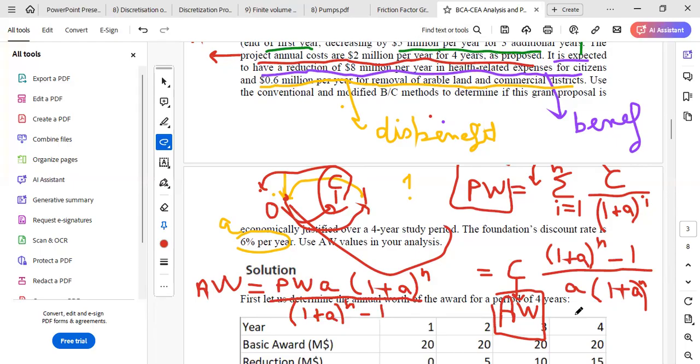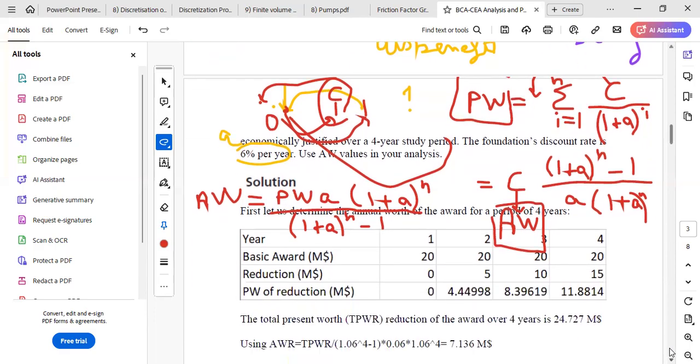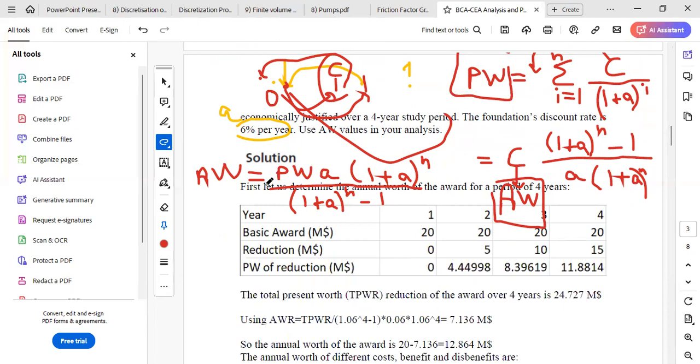Okay, so now all we have to do is to tabulate, if you want, our given. So what we know is that we have 4 years, year 1, 2, 3, and 4. Now, for the basic award, even the award is not given in one step. In the description of the problem, they said that the basic award is $20 million, but it's reduced with years. So for year 1, at end of year 1, it's a 20, so no reduction. Reduction will start from year 2.